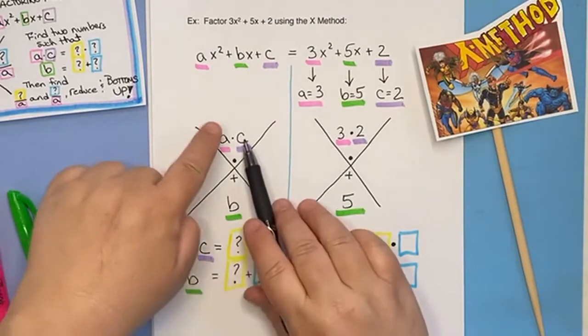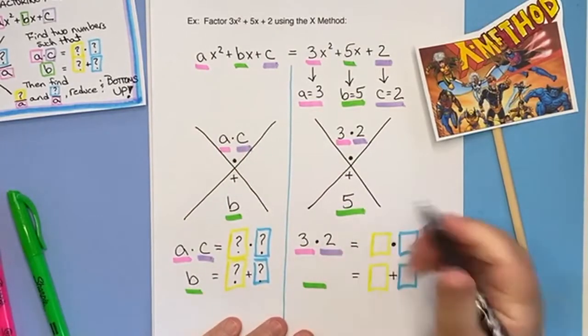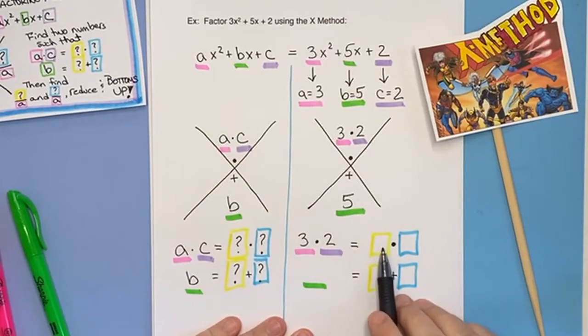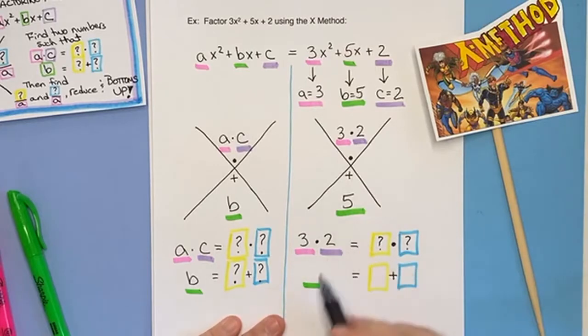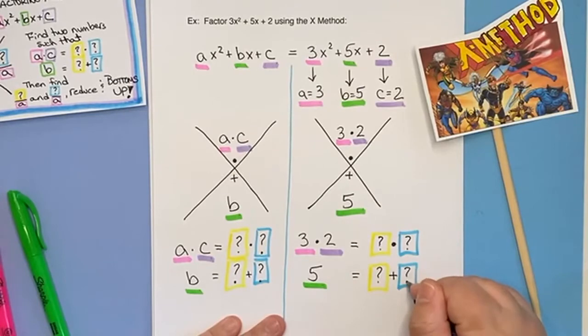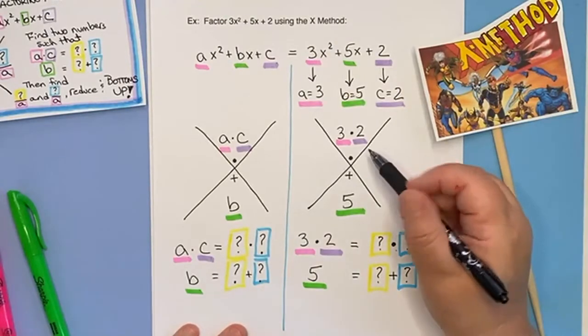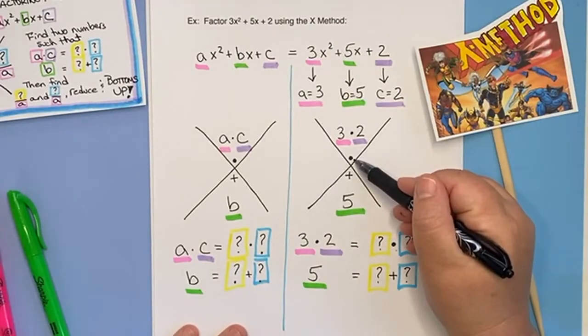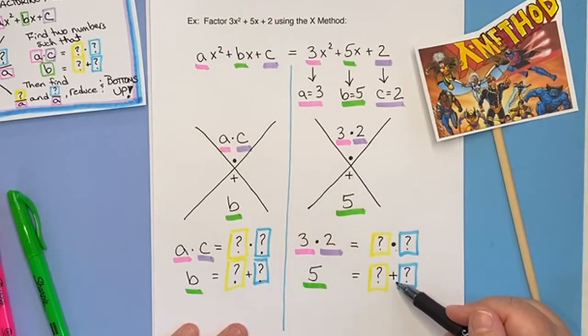So the A times the C, the top of the X, 3 times 2, which you could have written as 6, is equal to the product of the two mystery numbers. And 5, the B, is equal to the sum of the two mystery numbers. And so the question is, how do you remember that this one's the product and this one's the sum? Well, you've got multiplication up top. That reminds you it's multiplication here. And you've got a plus down here. That's how you remember that.